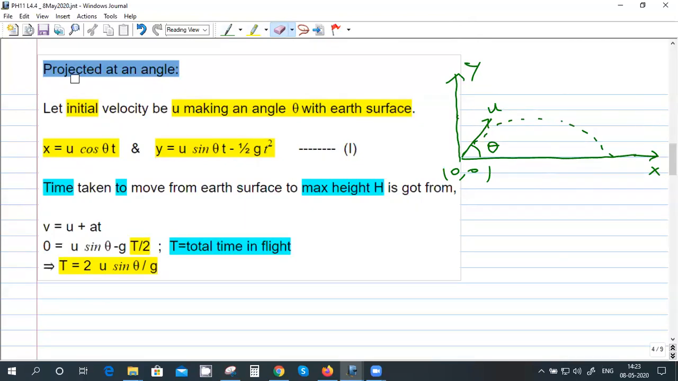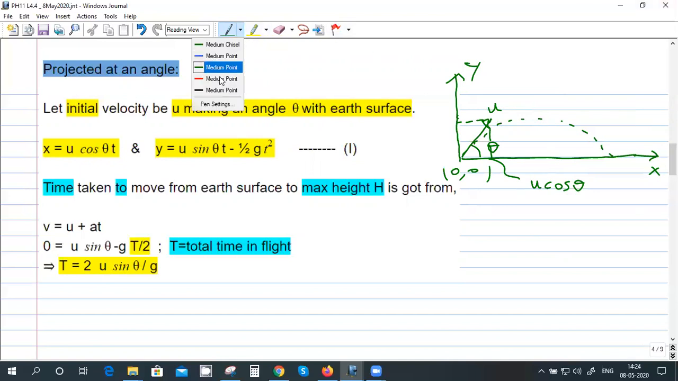You know how to split a vector into components, right? Use the velocity vector. If you split it into two components, this horizontal component will be how much? U cos theta. You know that thing? How to split a vector into components?